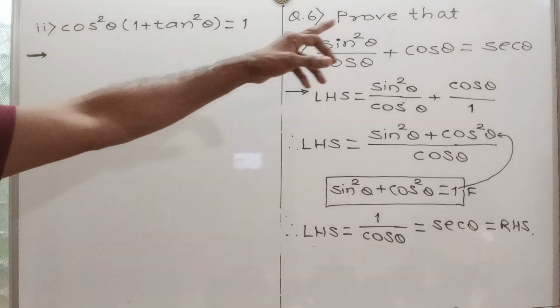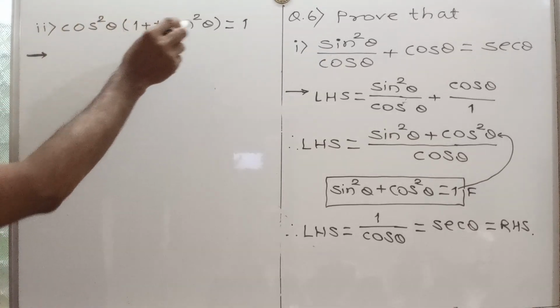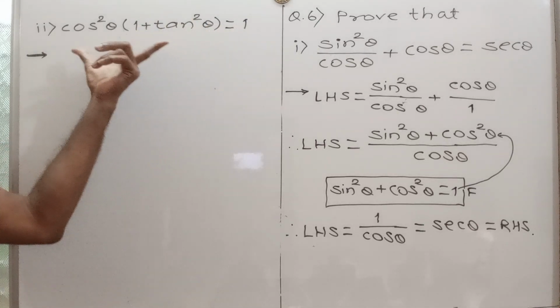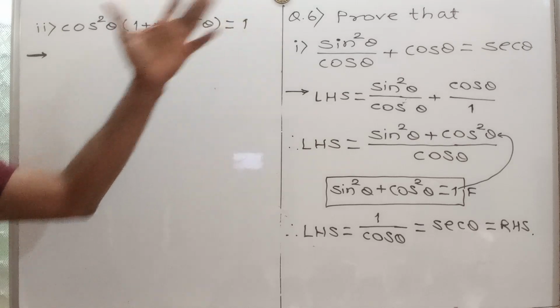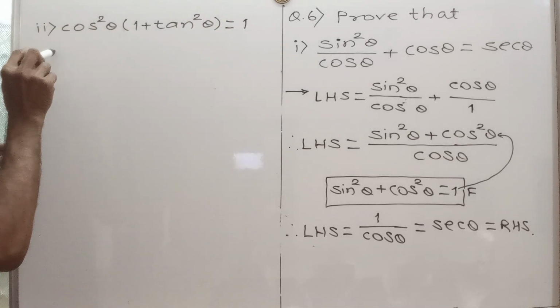Question number 6. Prove that. Second example. cos² θ (1 + tan² θ) = 1. Now this is equal to sin. This is LHS. This is RHS. Now first we take this LHS.